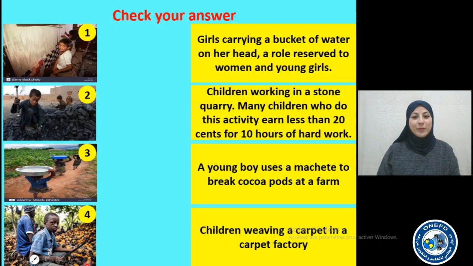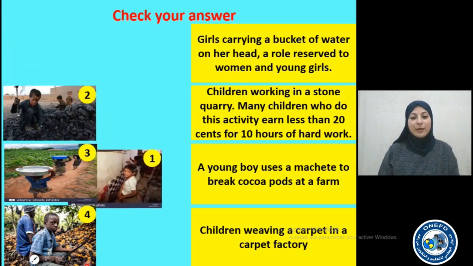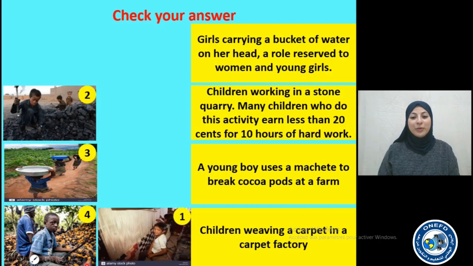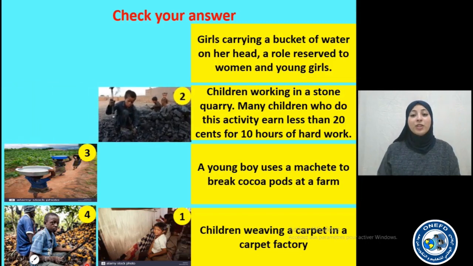First picture. Children weaving a carpet in a carpet factory. Picture 2. Children working in a stone quarry. Many children who do this activity earn less than 20 cents for 10 hours of hard work.